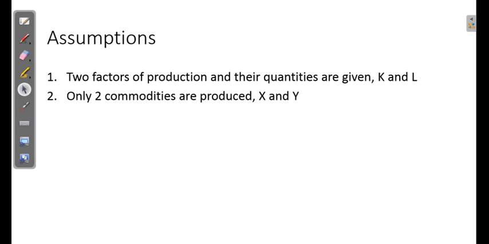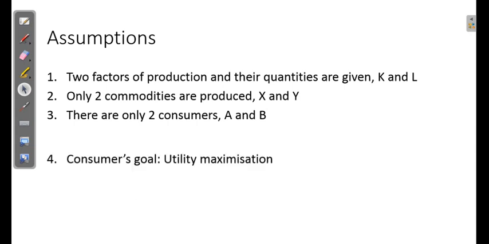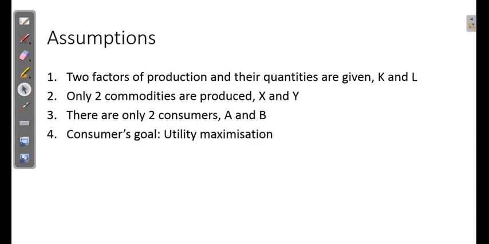The production function of these two commodities is well represented through isoquant maps. The third assumption is that there are only two consumers in the economy, A and B, and their preferences are represented by indifference curve maps. Fourth, we assume that the ultimate goal or objective of the consumer is to maximize utility, subject to his budget constraint. And the fifth assumption is that the objective of a producer is to maximize profits, subject to the cost and technical constraints.